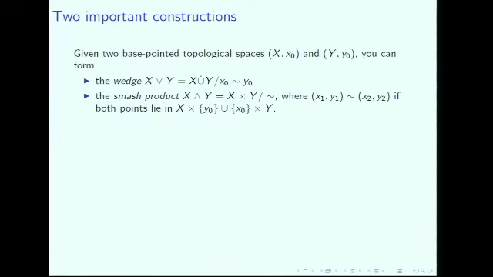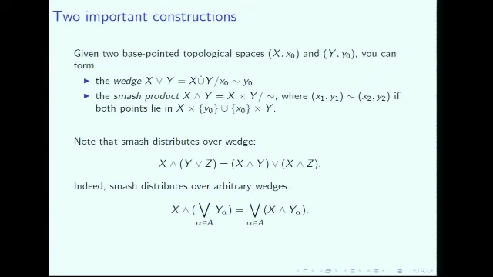If you've got a couple of base-pointed topological spaces, X and Y, then two very standard constructions in algebraic topology are the wedge sum, which is basically the disjoint union, but then you identify the two base points to be the new base point, and also the smash product, which is basically the Cartesian product, but modded out by identifying all of the image of the wedge, essentially, down to a base point. So these are fairly fundamental constructions. Note that smash distributes over wedge. In fact, smash distributes over arbitrary wedges.